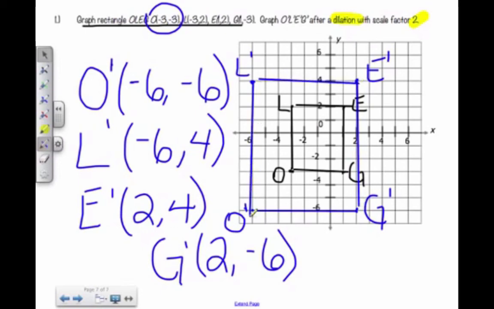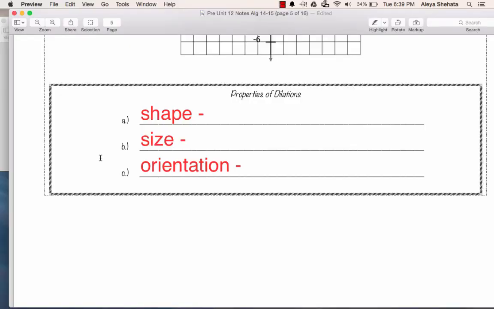There we go. All right, ladies and gentlemen, we are looking at the properties of dilations. And if you remember, the 3 properties that we discussed were shape, size, and orientation. And what I want you to do is press pause, see if you can figure out what happens to the shape, the size, and the orientation of a dilation. Are these 3 things preserved or not preserved? Please figure it out on your own, and then when you're ready to check to see if you're right, come back and check with me.